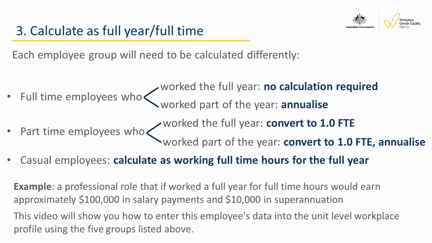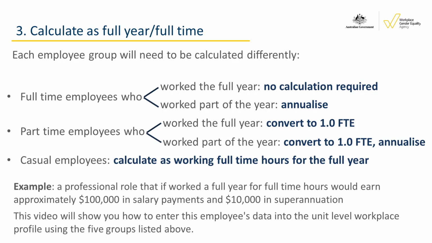Any employee that did not work full-time for the full year will need to have their payments calculated as if they did work for a full year for full-time hours. The easiest way to move through your profile is to allocate employees to one of 5 groups based on their employment status and work through each.